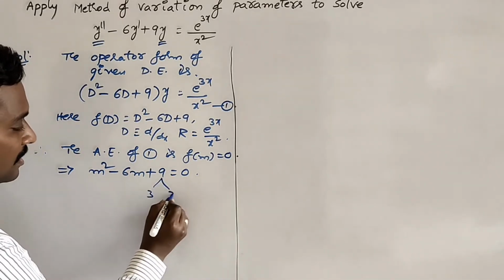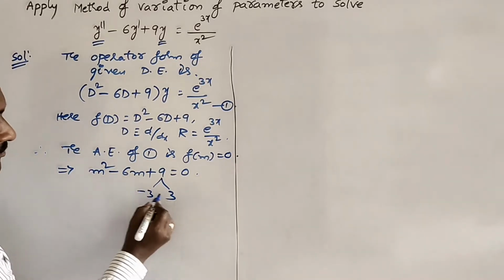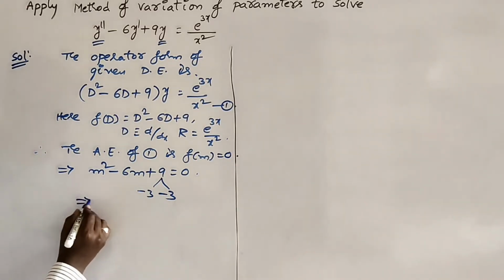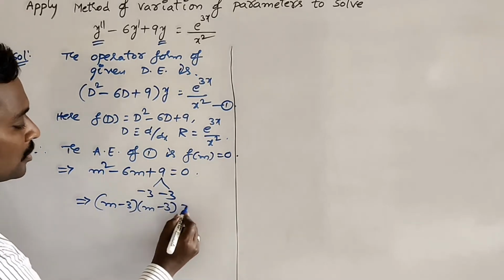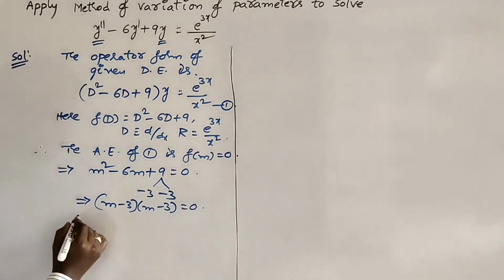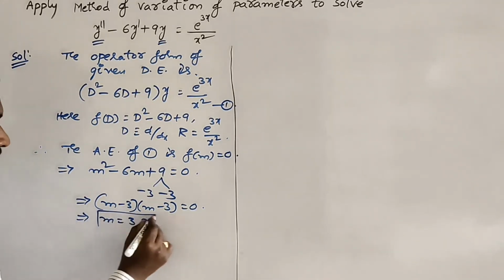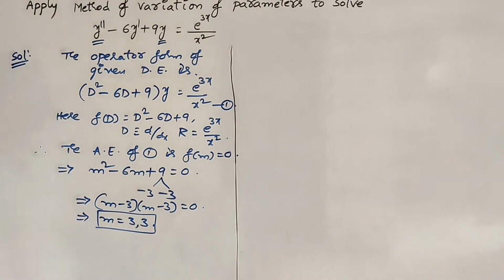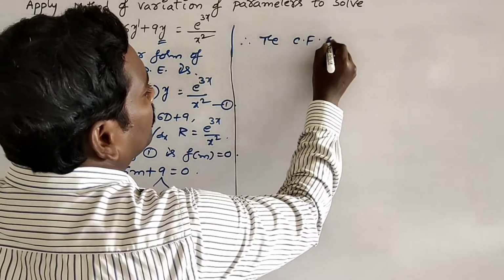3 3s are 9, and we have a negative sign between them, which is negative 6, so I will give minus 3 minus 3. What are the factors? m minus 3 into m minus 3. You can also use the (a minus b) whole square formula. So m is equal to 3, 3, which are real and repeated roots.